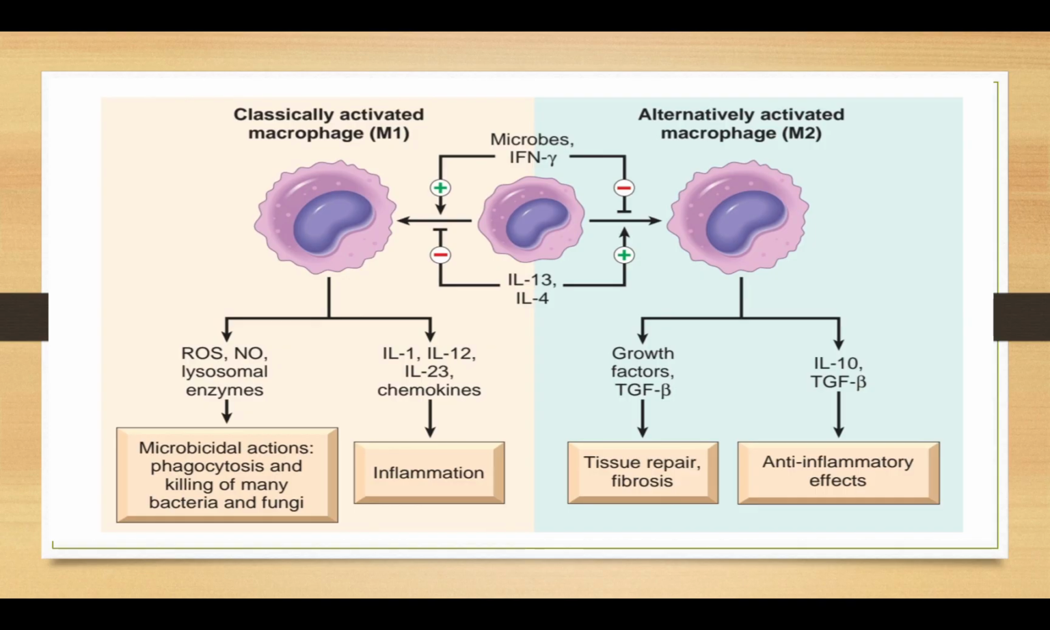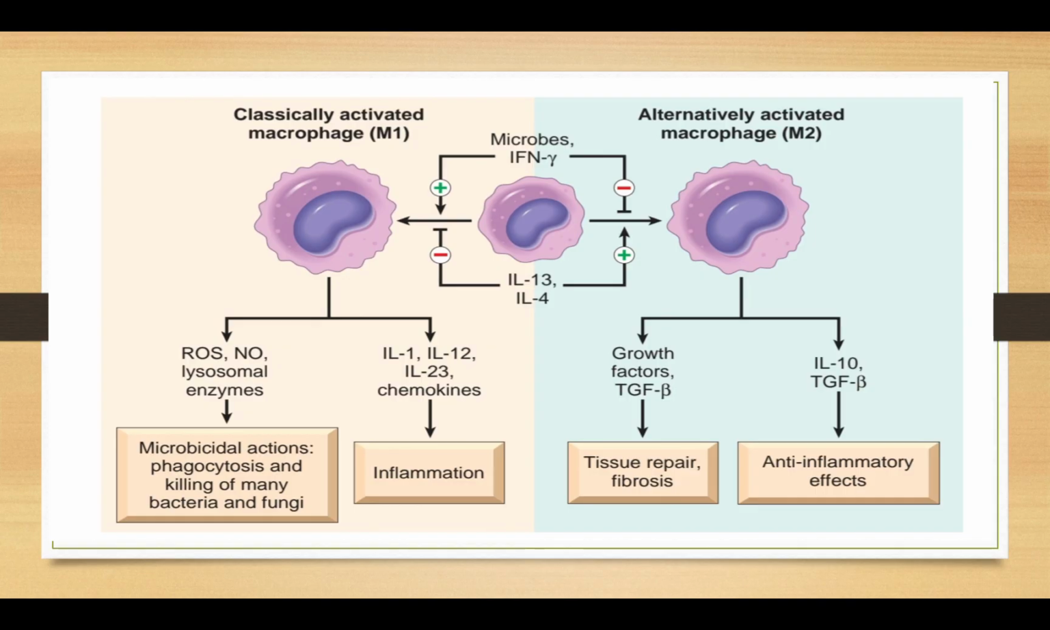So these are different pathways in which the macrophage is getting activated. This is a macrophage. We know macrophages can be resident macrophages or circulating macrophages, which are the monocytes. So how is the macrophage getting activated?